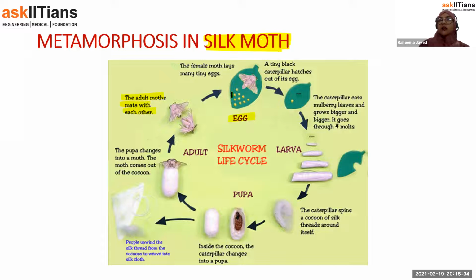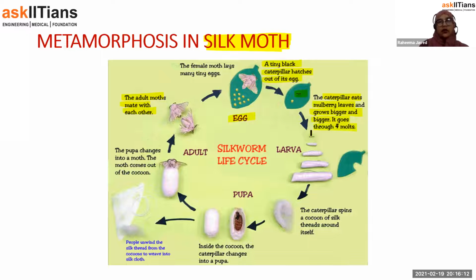Eggs will be laid on leaves, and the type of leaves eaten by the developing larva gives the name to the silk. So if the moth is feeding on mulberry leaves, then it is known as mulberry silk. A tiny black caterpillar hatches out of the egg, which you can see here. This caterpillar eats mulberry leaves and grows bigger and bigger, and it grows through four molts.